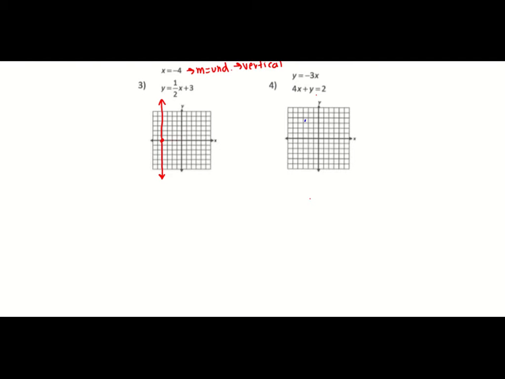Okay, for my second equation, my slope here is that 1/2 out front. My y-intercept is positive 3. So I'm going to count 1, 2, 3. My y-intercept at positive 3. And then I'm going up 1 and over 2. Up 1, over 1, 2 here. Okay, so then I'm going to connect my lines.